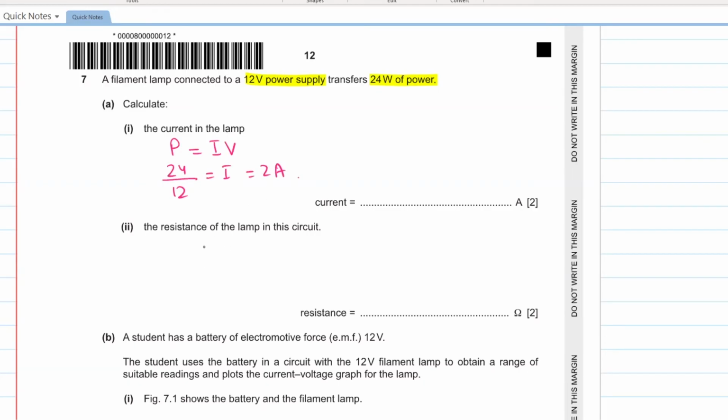Simple as that. Calculate the resistance of the lamp. Again, very easy. You have the current, you have the voltage. V is equal to IR. Voltage is 12, current 2, resistance comes out to be 6 ohms.